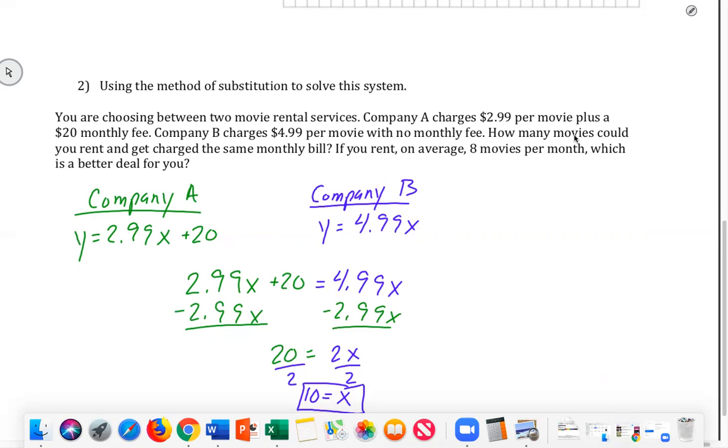Now it says, if you rent on average 8 movies per month, which one would it be? Well, that's easy. Company A is less than company B at that point, because we're less than 10 movies.